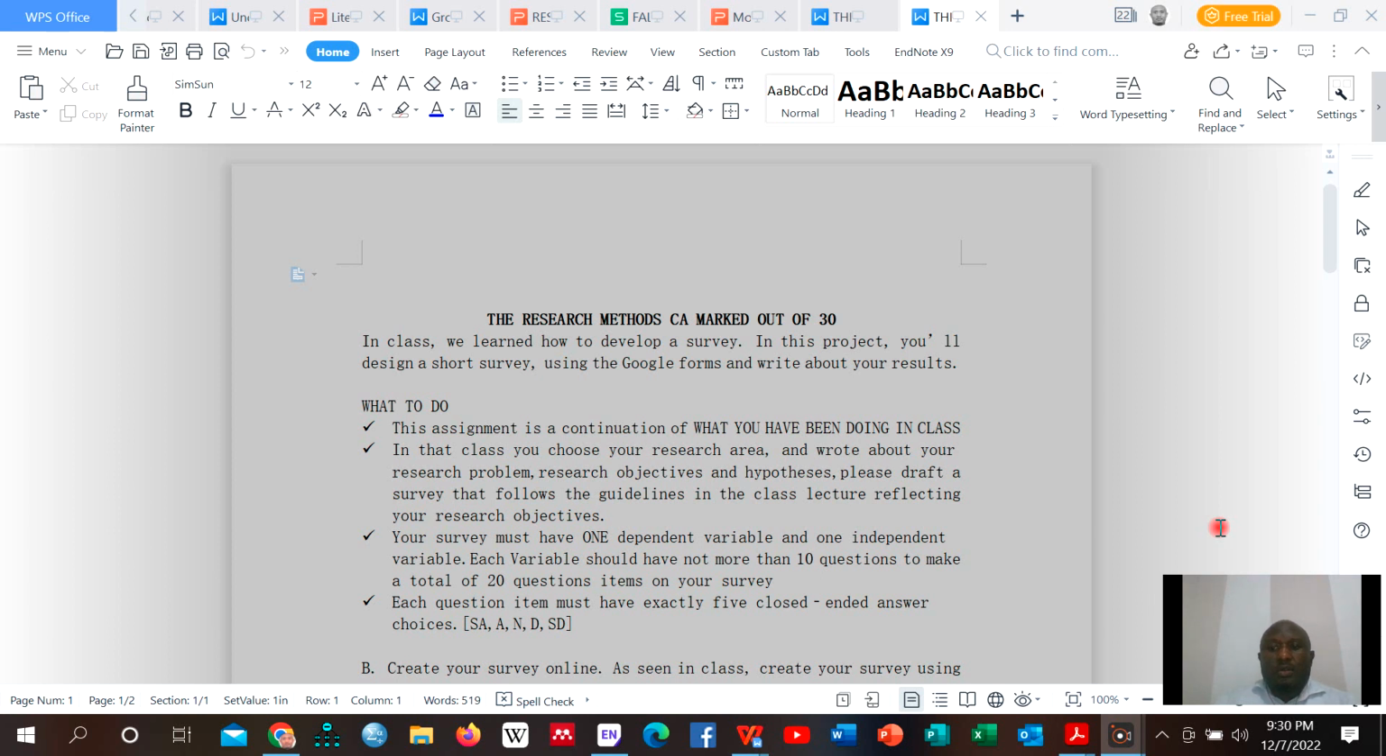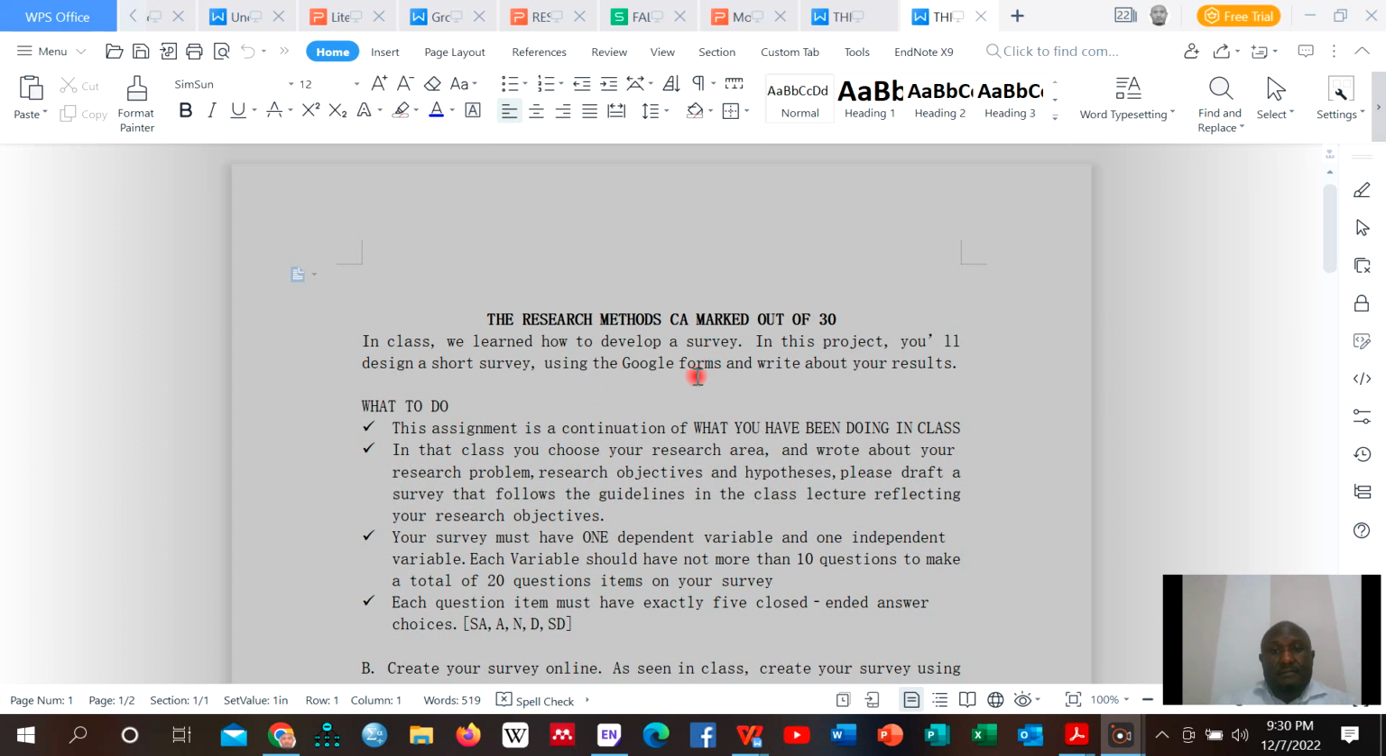We have trained you on how to use artificial intelligence tools like Quillbot to paraphrase and also write in an academic and scholarly manner. We have also taught you how to use referencing tools like Zotero, Mendeley, and EndNote to reference and cite your work. We have also taught you how to design online surveys for data collection and to interpret and discuss your results.